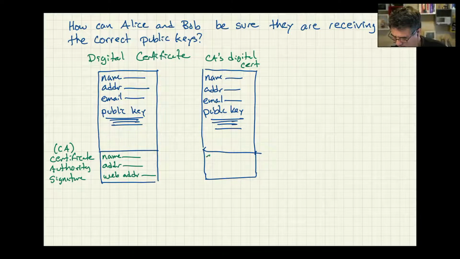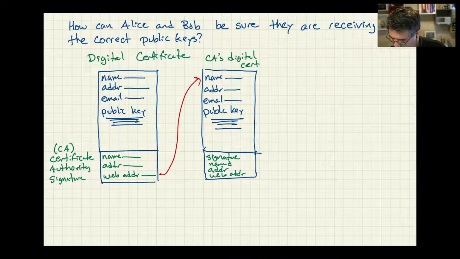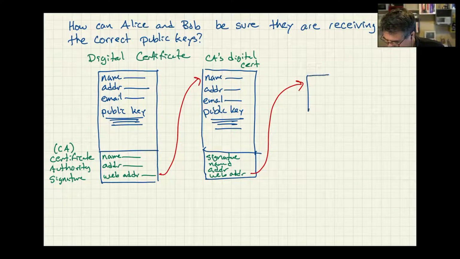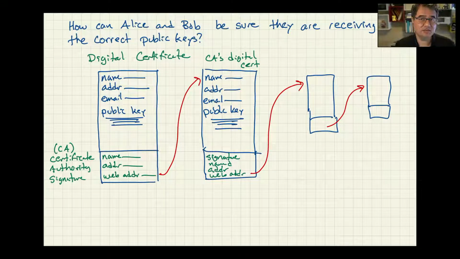So it contains a signature, a name, address, and the web address of the certificate where that came from. And then that one contains another one that points to another one. So this can just keep going on and on and on. And eventually, you reach something called a root certificate.